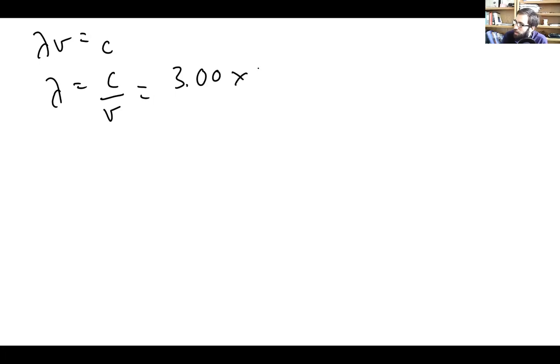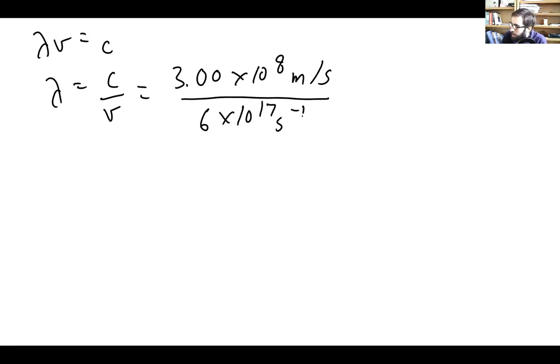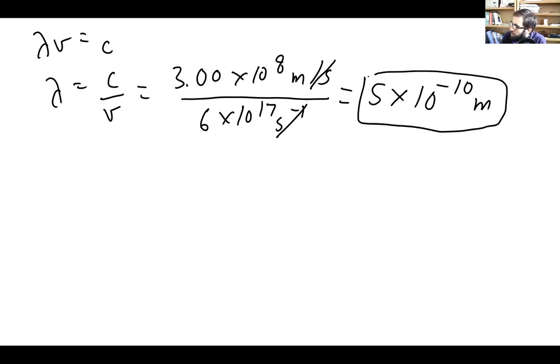c again is 3.00 times 10 to the 8th meters per second. We're going to divide that by the frequency given to us, 6 times 10 to the 17th inverse second. Inverse seconds means divide by seconds, so those cancel and we're left with meters. It doesn't tell us what units we need the answer in, so punching it into the calculator, you'll get 5 times 10 to the -10th meters, and that's your final answer. These types of problems are just dividing problems. Check your units and you'll make sure you're good.